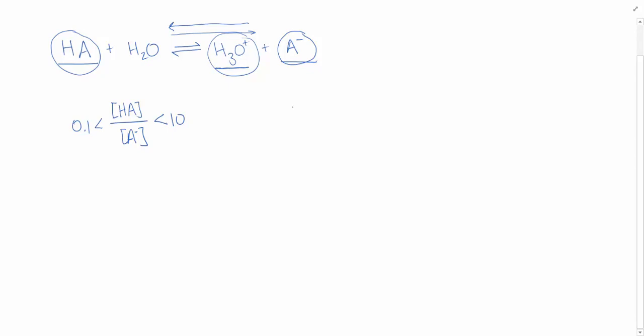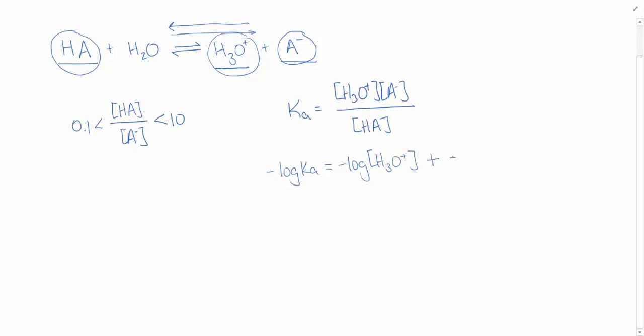Now, if I write out the generic acid dissociation constant Ka for this reaction, we have the concentration of H3O+ times the concentration of A- over the reactants, which is just the concentration of HA. We leave out the water. I'm going to take the negative logarithm of both sides. So we have the negative log of Ka is equal to the negative log of H3O+ plus the negative log of the concentration of A- over HA.